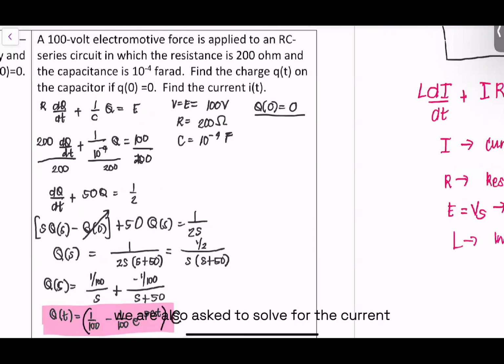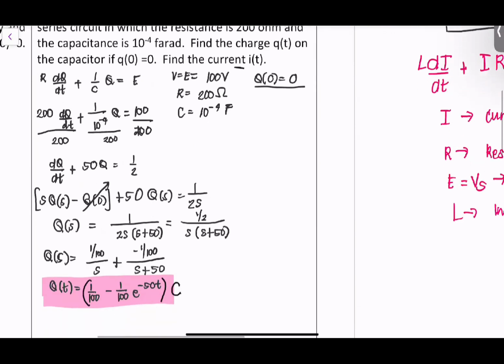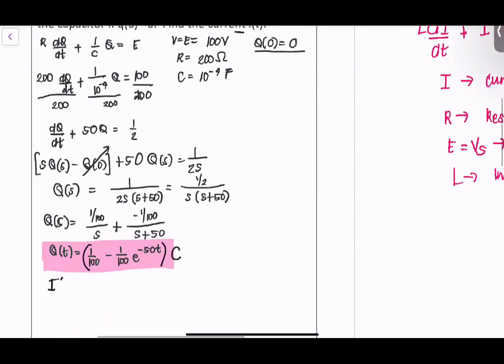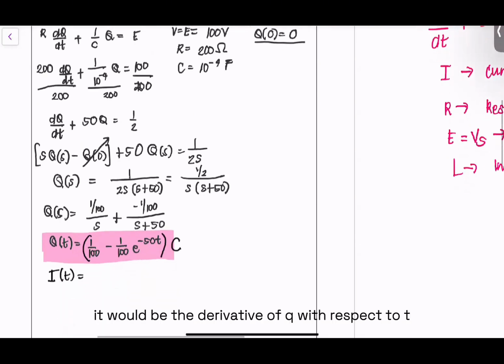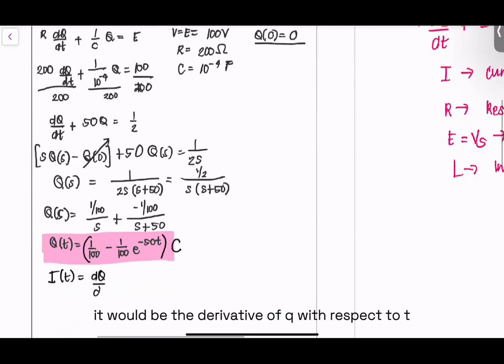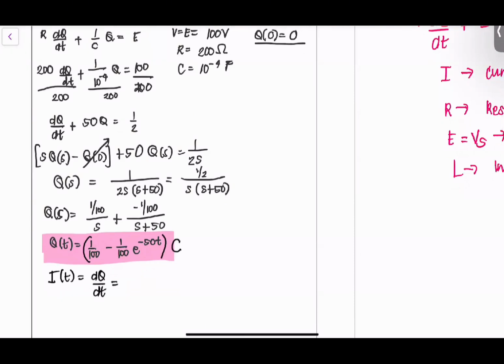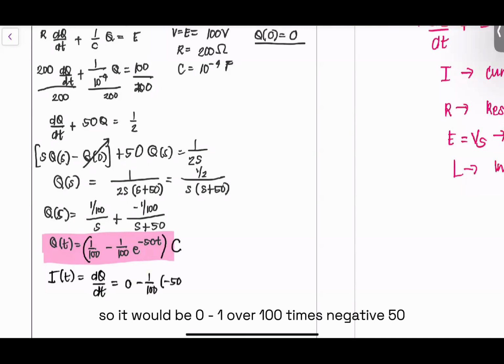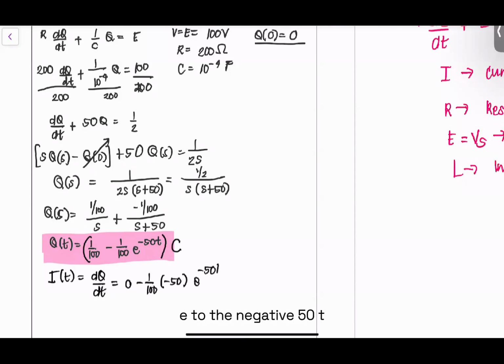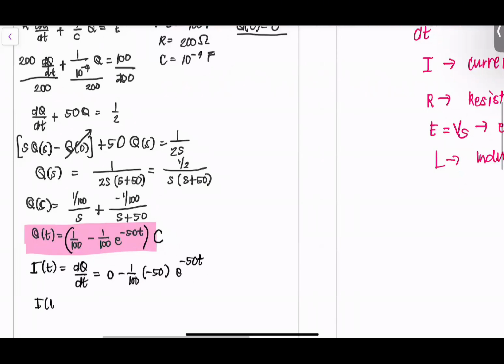We are also asked to solve for the current. So for I of t, it would be the derivative of Q with respect to t. So it would be 0 minus 1 over 100 times negative 50 e to the negative 50t. So our I of t is equal to 1/2 e to the negative 50t. The unit is in amperes.